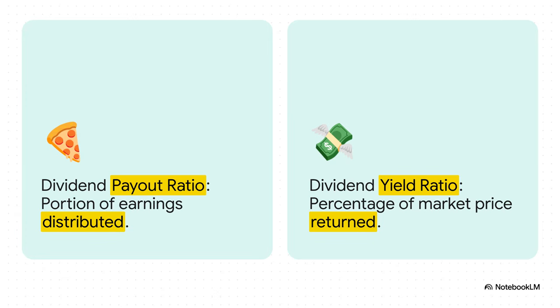Now, understanding this side-by-side comparison is absolutely crucial. The dividend payout ratio looks internally. It measures the portion of available earnings the company actually handed out to its shareholders. It's basically about how they slice up the profit pie. Conversely, the dividend yield ratio looks externally. It measures the percentage of the share's actual market price that was returned as dividends. So one tells you about the management's internal distribution strategy, and the other tells you about your actual cash return relative to the price you paid on the open market.